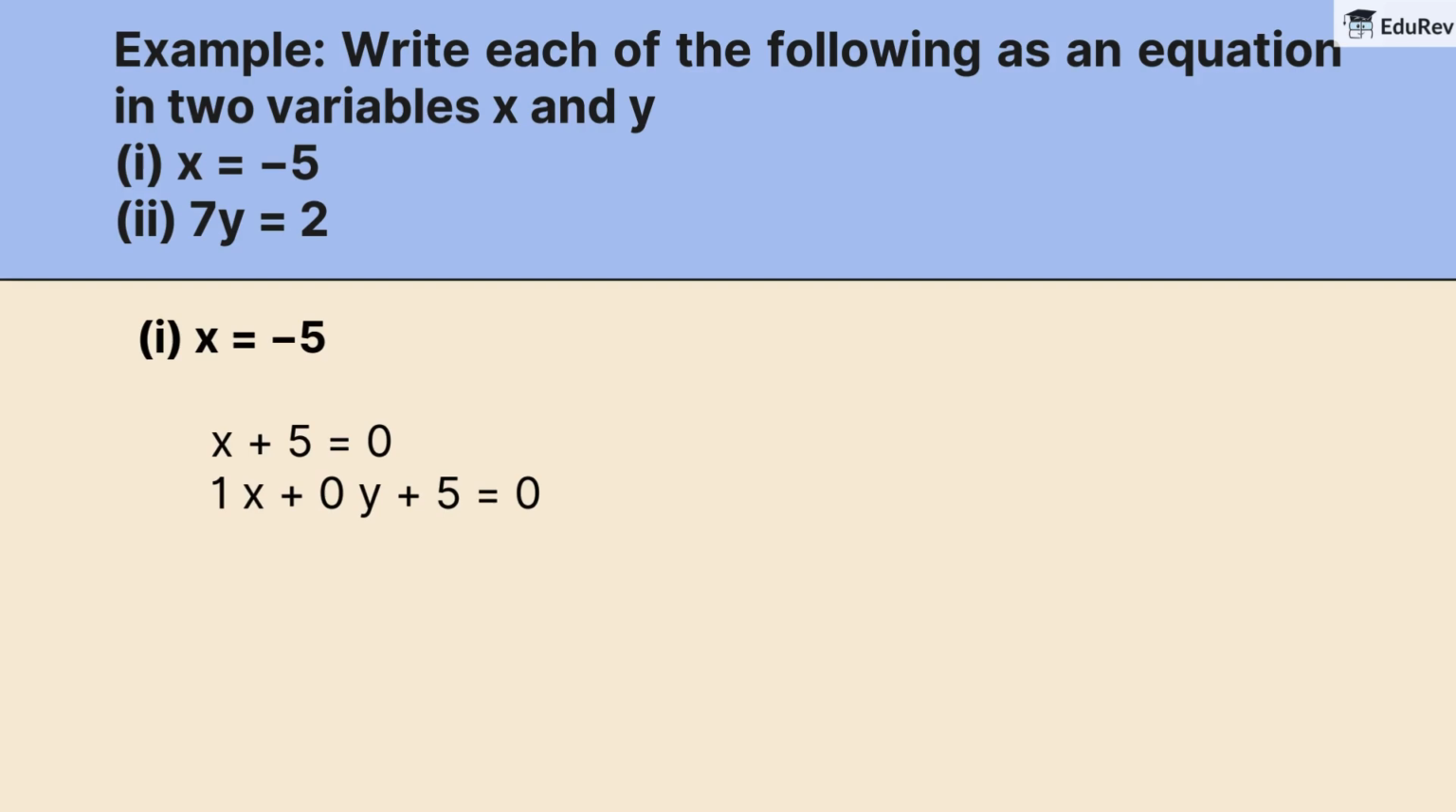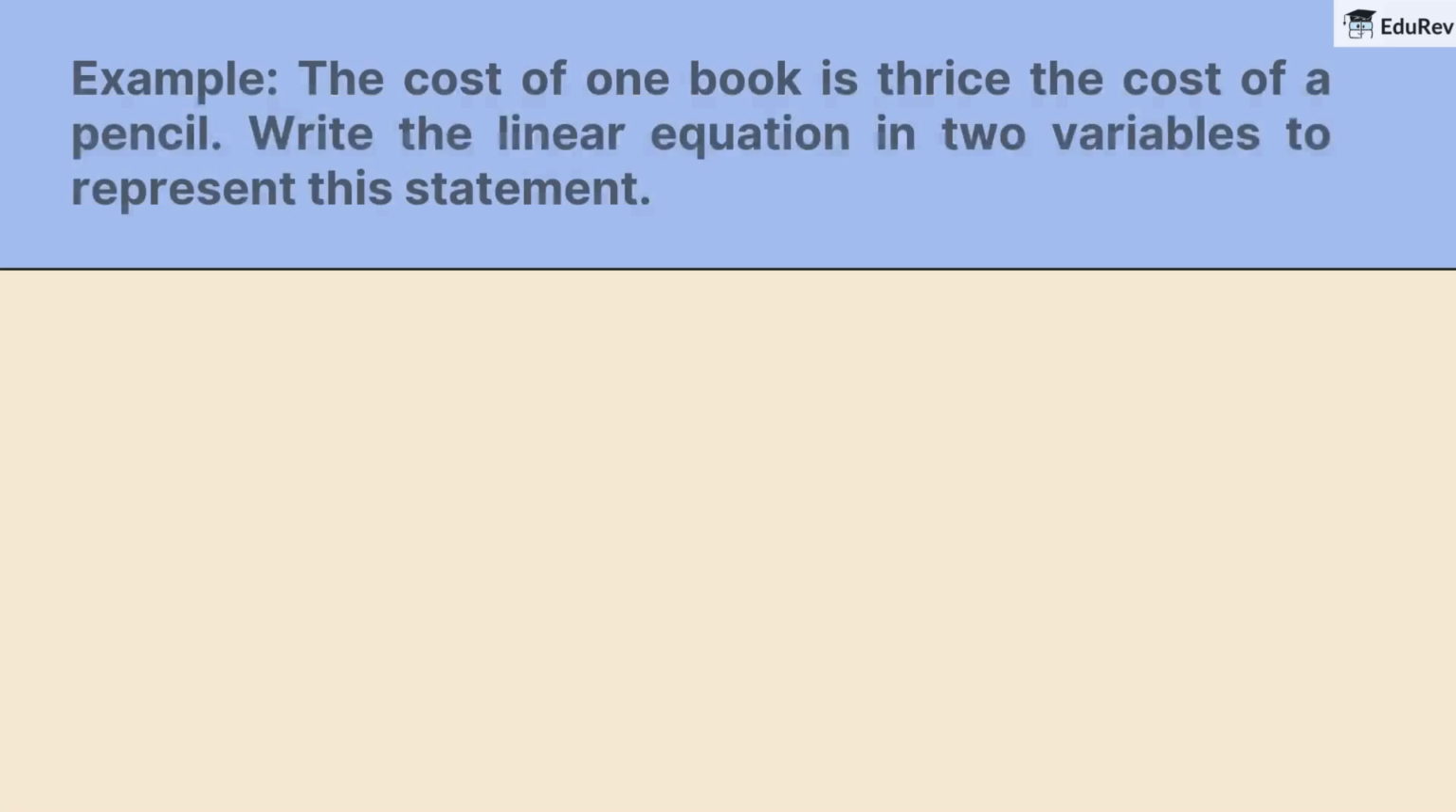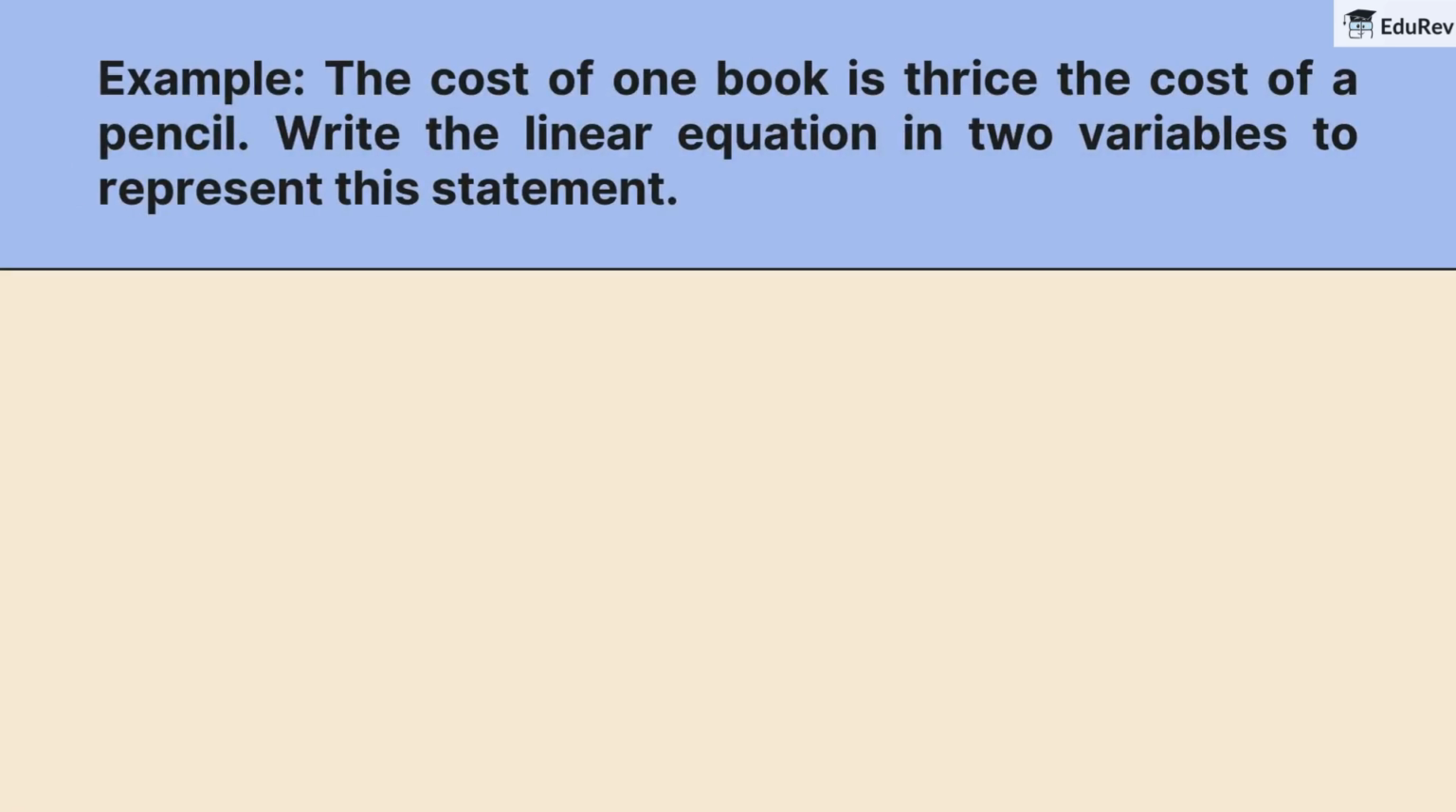The second equation is 7y = 2, which can be rewritten as 7y - 2 = 0, which is 0x + 7y - 2 = 0. Next, we have the book and pencil problem. The cost of one book is thrice the cost of a pencil. Write the linear equation in two variables to represent this statement.